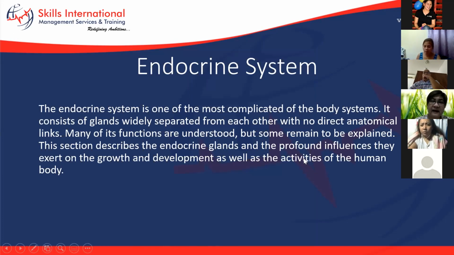Endocrine system. Pag tinawag nating endocrine system, it is the most complicated of the body systems. It consists of glands, widely separated from each other with no direct anatomical links. Many of its functions are understood, but some remain to be explained. This section describes the endocrine glands. Sabi dun sa iba, lalo na yung mga Europeans, mga Americans, they are pronouncing it as endocrine. So the endocrine glands and the profound influences they exert on the growth and development as well as the activities of the human body.